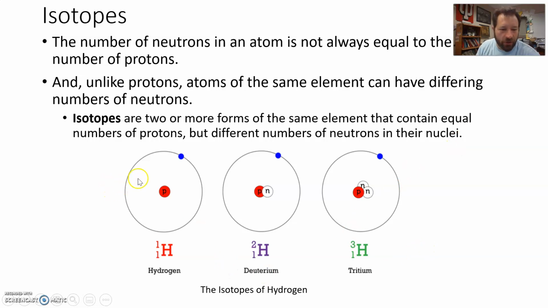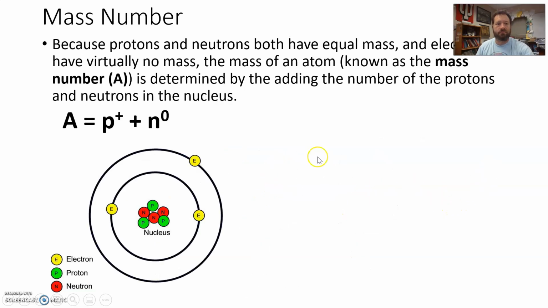So as an example here, we have hydrogen. Here are the 3 isotopes of hydrogen. We have hydrogen 1 with just 1 proton. We have hydrogen 2, which has 1 proton, 1 neutron. And we have hydrogen 3 that has 1 proton and 2 neutrons. So again, it's defined to be hydrogen because each of these has just 1 proton. But these are the isotopes because each of them has a different number of neutrons in the nucleus.